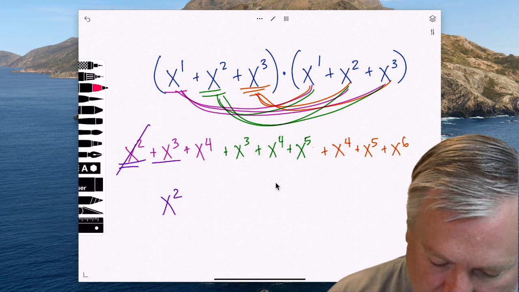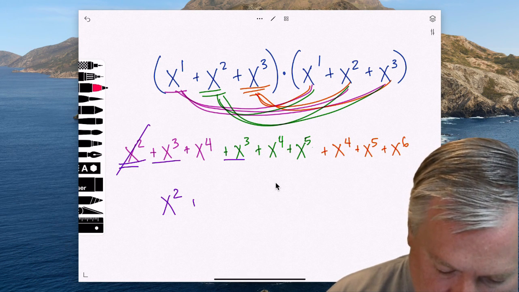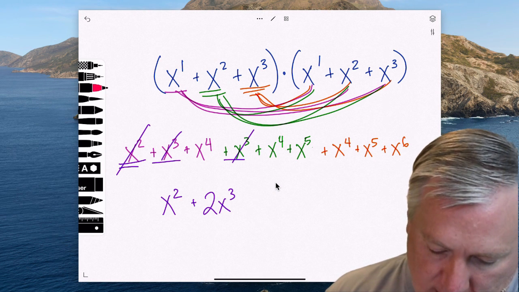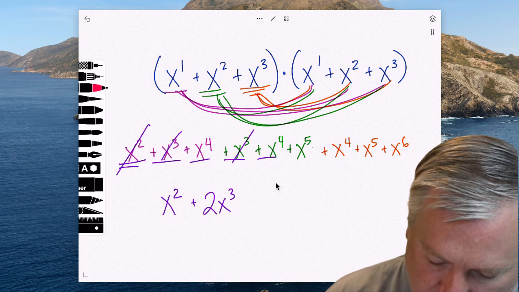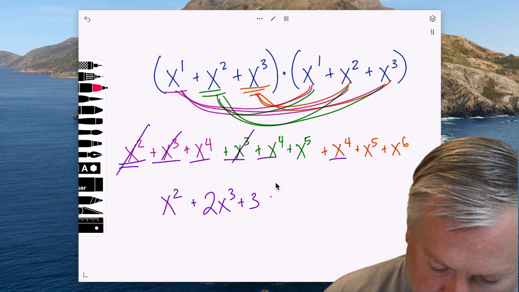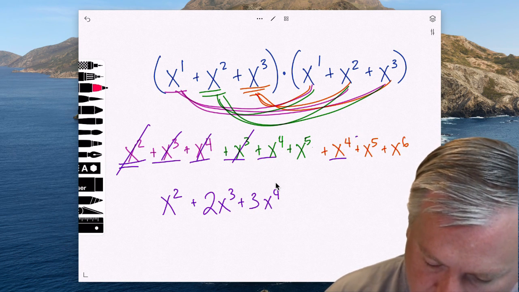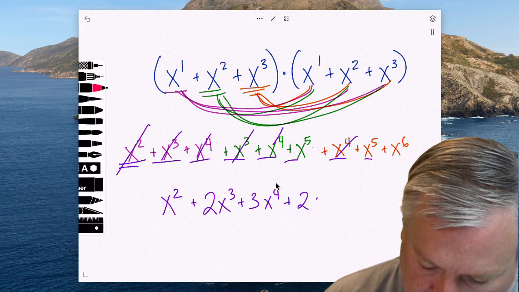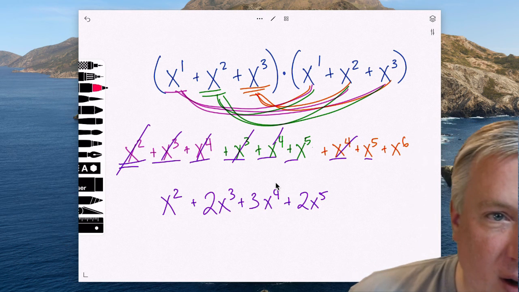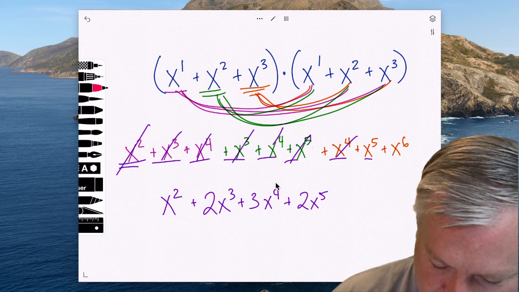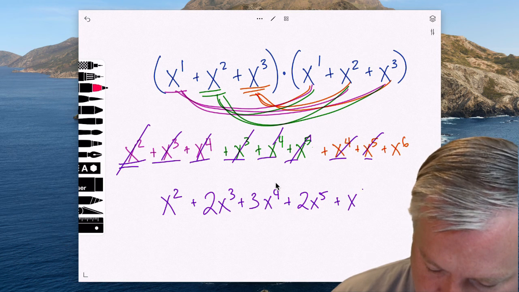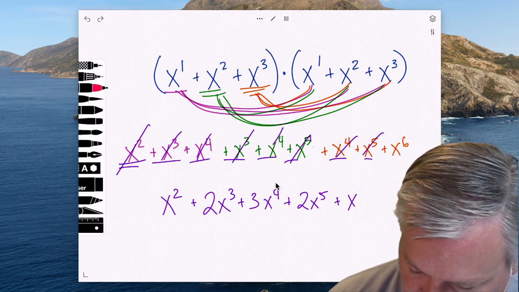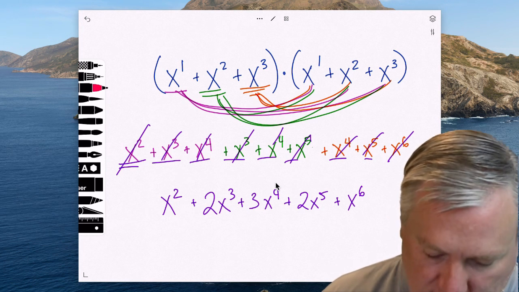Here's x cubed. How many of those do I find? I just find 2 of those. So there's 2x cubed. And then how many x to the fourth? 1, 2, 3. So plus 3x to the fourth. And then how many x to the fifth? There's 2 of those. I'm probably in the way now. Oh, no, not quite. Okay. And then 1x to the sixth. All right. That last bit of handwriting was not so great. X to the sixth. All right.